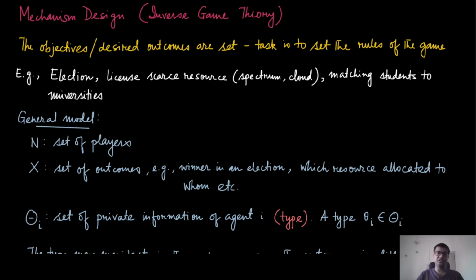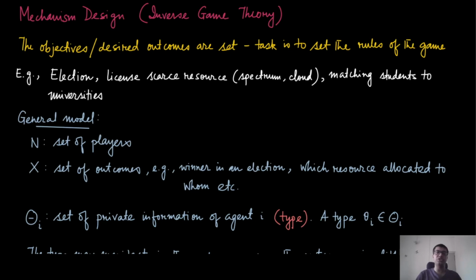The idea here is that we have a certain desired objective that is set in the very beginning. The task for the mechanism designer is to set the rules of this game such that in the reasonable outcomes of that game, the desired outcomes show up. In the context of games, we have defined different kinds of equilibrium, which we call the reasonable outcomes of that game. So in those equilibria, the objectives or the desired outcomes show up. That will be our objective here.